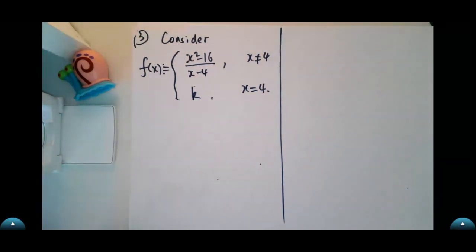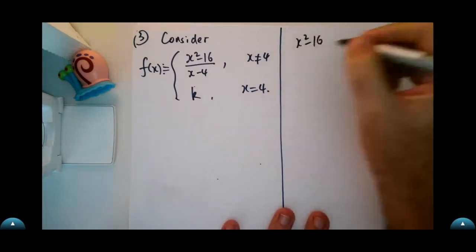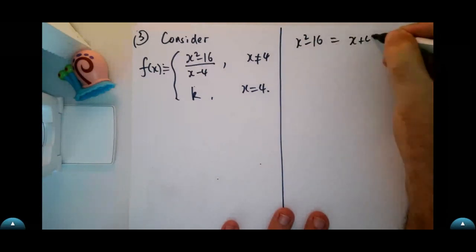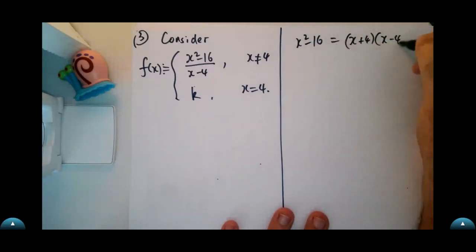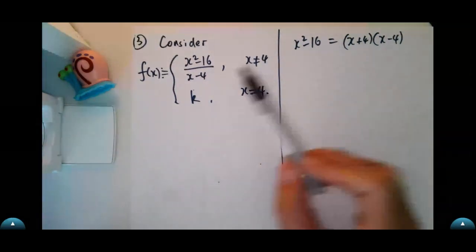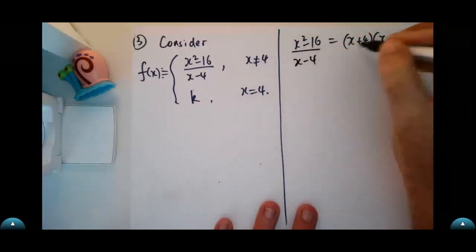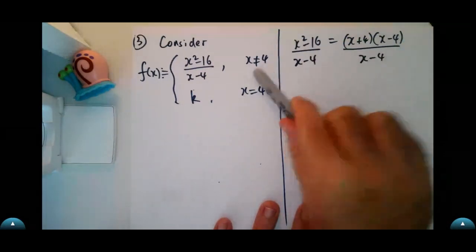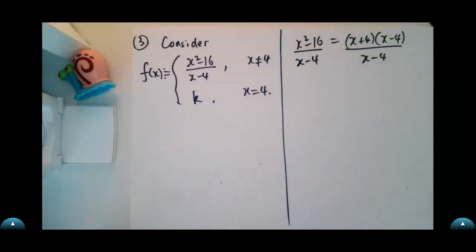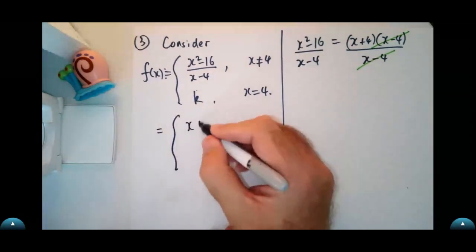Yeah, we can definitely simplify it, right? Because this is just x plus 4, x minus 4. Okay, so it factorizes, right? Everyone's on the right track. So if I divide this by x minus 4, and I'm not at 4, it means that I can, of course, cancel these off. Okay, so we actually have here this.